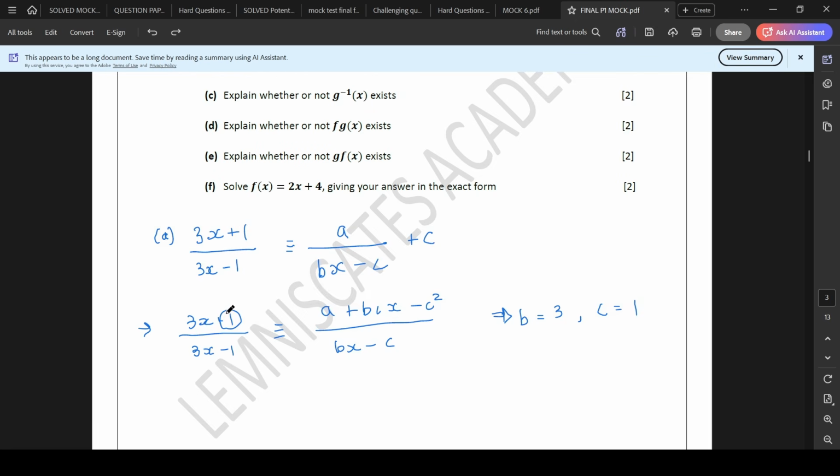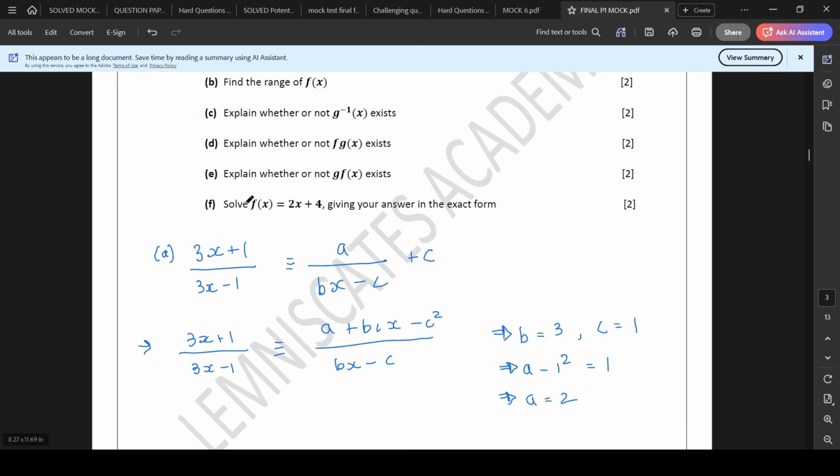So let me use the coefficient of the constant in the numerator. On the right hand side, what is the constant? It is a minus c square. But the value of c is given to me as 1, or that is what I found over here to be 1. So a minus 1 square should be equal to 1. So this implies that my a minus 1 square should be equal to 1. And from here, I'm going to get a is equal to, if I send this minus 1 on the right hand side, it will become 1 plus 1, which is 2.